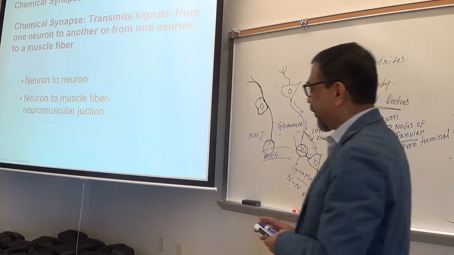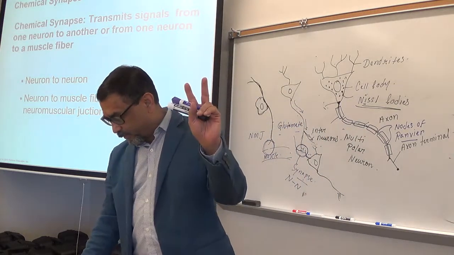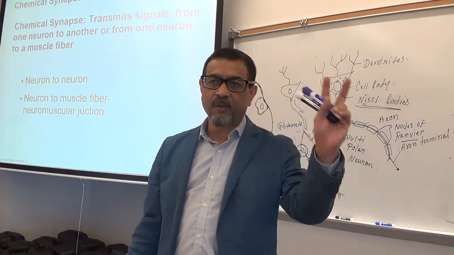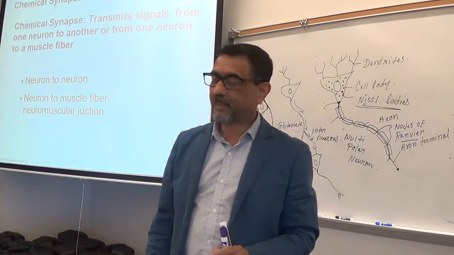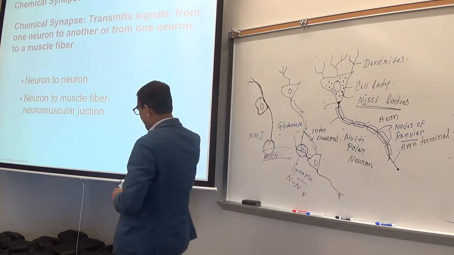Anyway, so synapse could be how many types? Two. Neuron to neuron and neuron to muscle. And neuron to muscle is the neuromuscular junction.